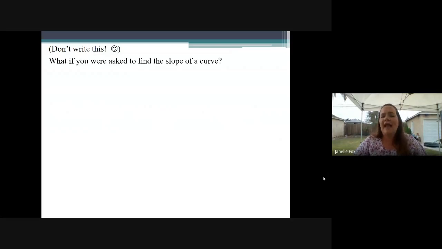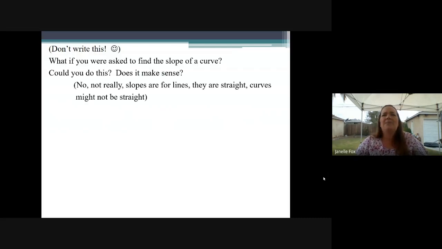If I asked you to find the slope of a curve, that might make you think, Mrs. Fox, I don't even know if that makes sense. How do you find the slope of something that's curvy? The only thing I've done slope for is with lines. Does this even make sense to us? Hopefully you're saying to yourself, this doesn't make sense. This is a little bit weird. I'm confused on how this could be.